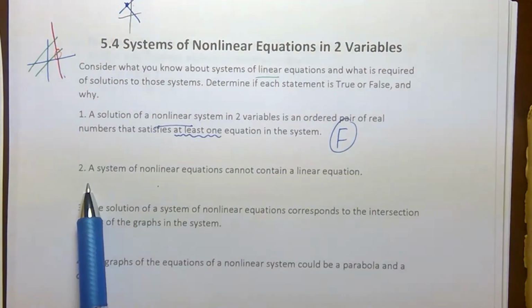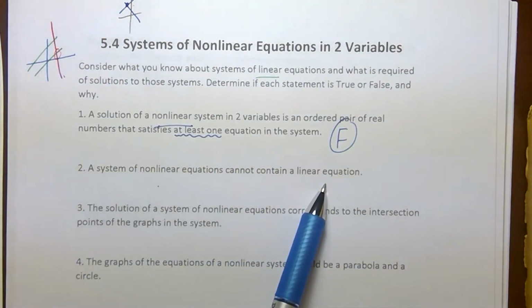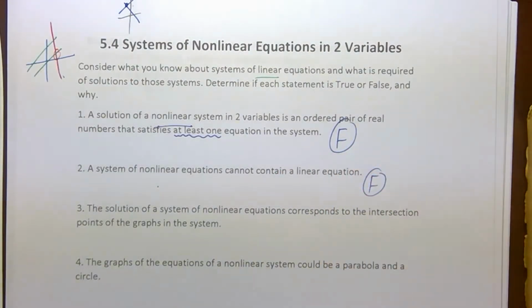Number two, a system of nonlinear equations cannot contain a linear equation. Well, that's false as well. It has to contain at least one equation that isn't linear, but it can contain a linear equation as well. To be a nonlinear system, that just means that at least one of the equations in the system is not a line.